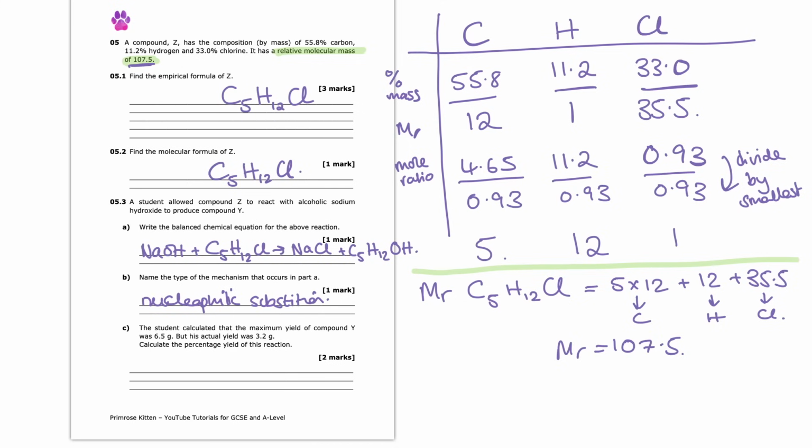Okay, so the student calculated that the maximum yield of compound Y was 6.5, but his actual yield was 3.2. Calculate the percentage yield of this reaction. So this is quite a nice percentage yield one, because for percentage yield, it is like the actual over the expected or theoretical, which in this case is going to be that maximum yield, and then we times it by 100. So in this case, it's going to be 3.2 over 6.5, and then times by 100. So if we put that into our calculators, what do we get? So here I get an answer for a percentage yield of 49.2%.